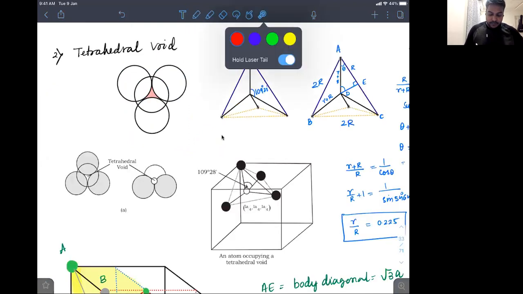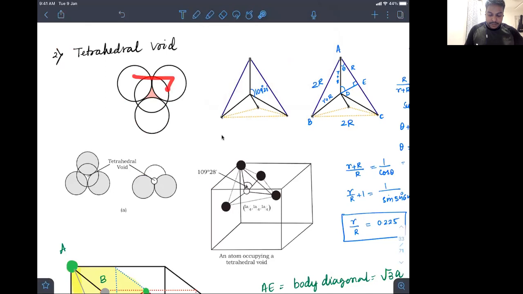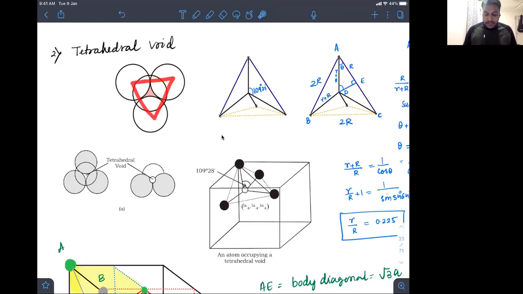So we have 1, 2, 3 atoms touching each other, and above there is one more atom, and there is a space coming in between. Now this is not a planar space, it is three-dimensional space. If we connect all the centers together, we will get a tetrahedron. 1, 2, 3, 4. This is the tetrahedron we get. Somewhere at its center is that void. Clear, students?